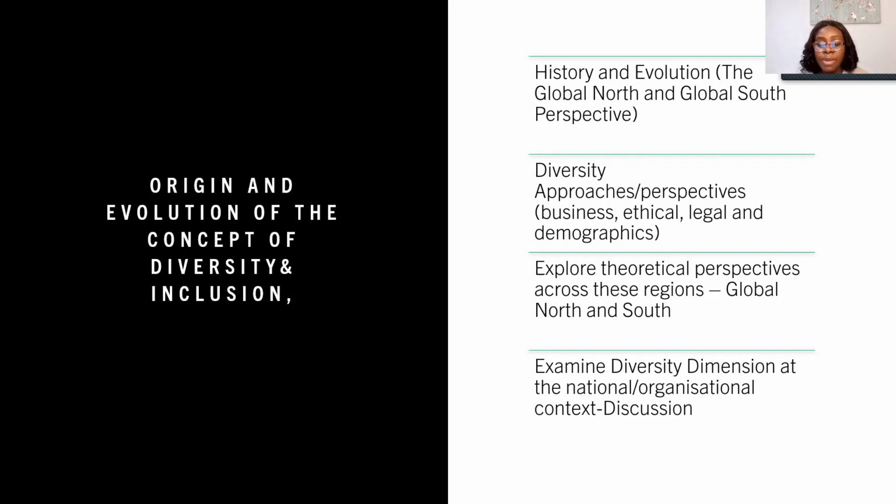And then we'll try to examine diversity dimensions at the national organizational context. So that's trying to look at how it's been developed, how it's been practiced, what are some of those policies that have been developed, how is it implemented, what are the challenges at the national level organizational context. So this is more like a discussion between students and everyone drawing from experiences or the knowledge that we have within that space or within that room.